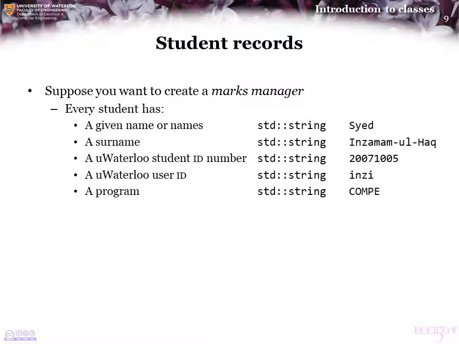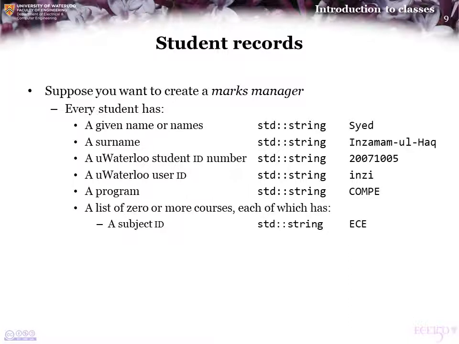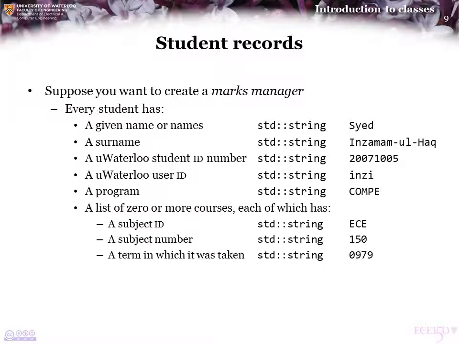Now, not only will students have information about themselves, but they're going to have a list of 0 or more courses which they have taken. So, for example, this person may have taken a course with a subject ID of ECE, a subject number 150, a term in which that course was taken, and a grade, 71 not out.